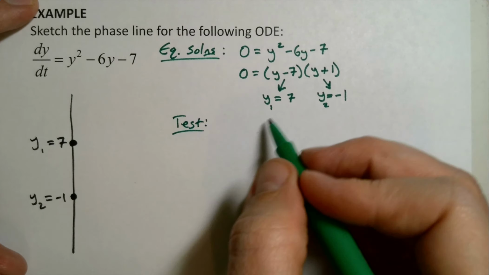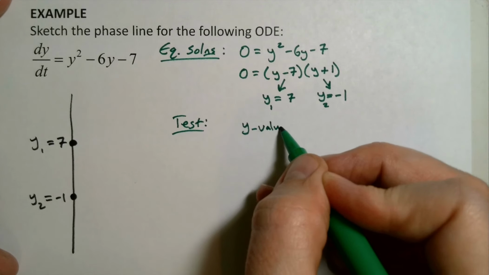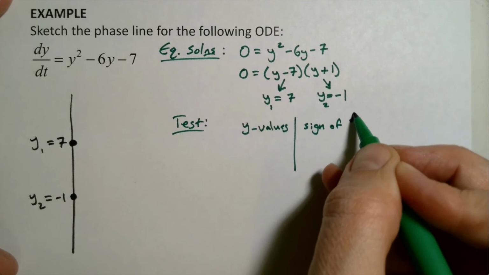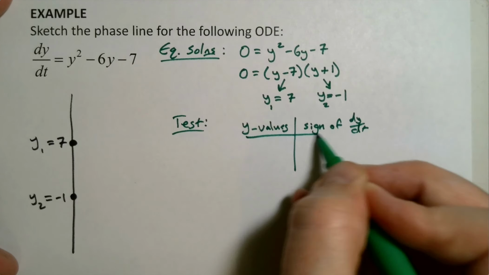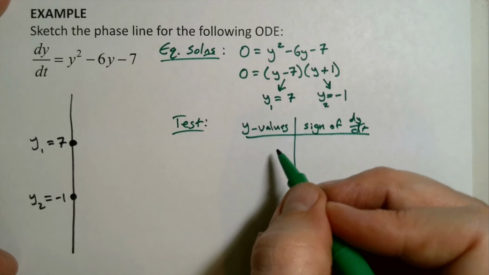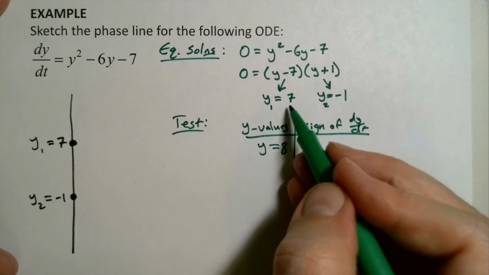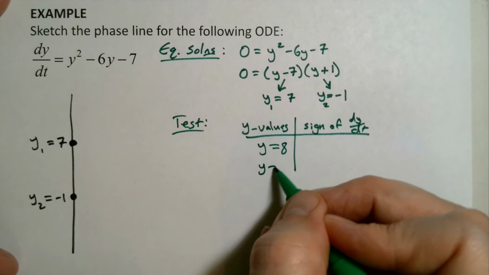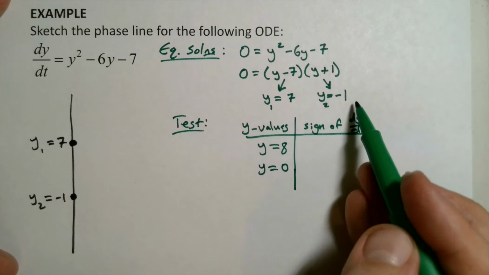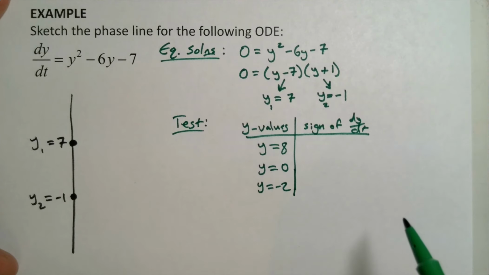So if we set up our test values, we can say the y values, and then what's the sign of dy/dt. A y value that's above the largest one, so let's try it with y equals 8. And then in between would be something easy, let's make it y equals 0. And then below y equals negative 1, y equals negative 2. Why make it hard on ourselves?